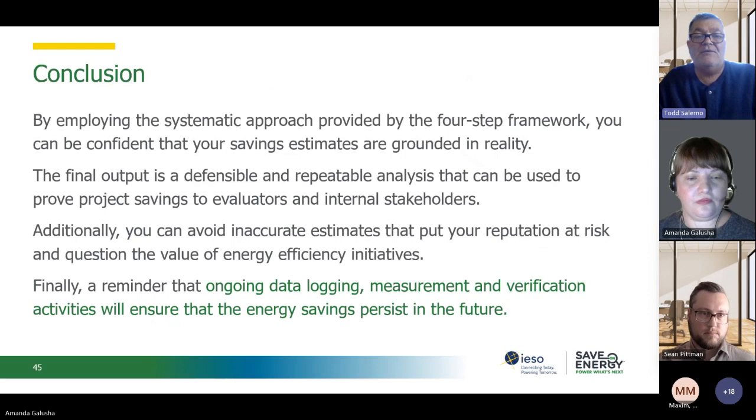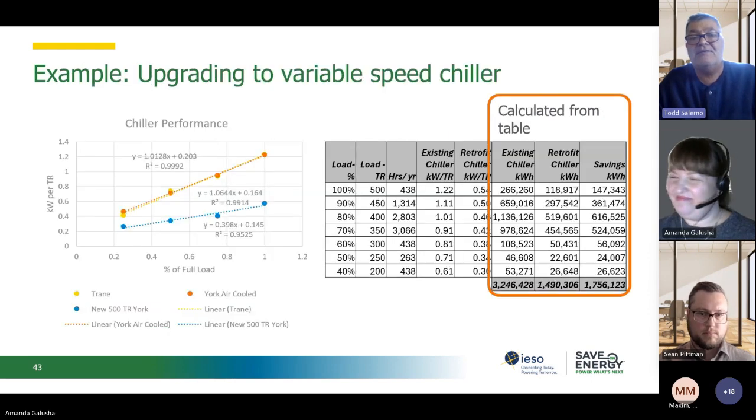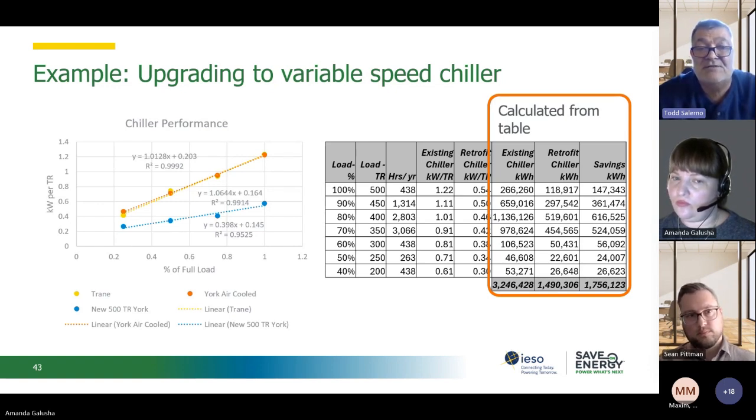But I would say the most important part of that table is nailing down what the load is over the course of the year. Everything else can be adjusted, according to looking at published data or going in and actually doing measurements of the existing chiller if you're not confident enough of it. Yeah, Todd, I think that's a great point.